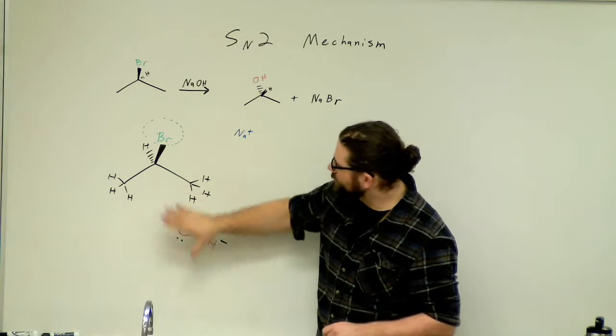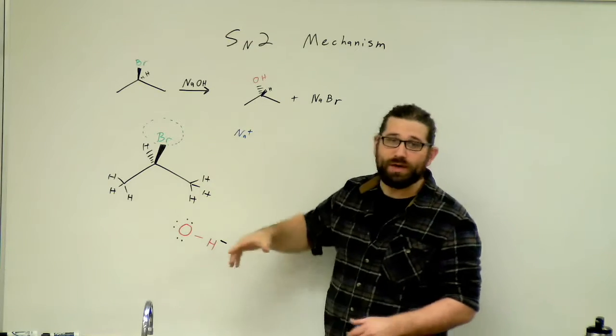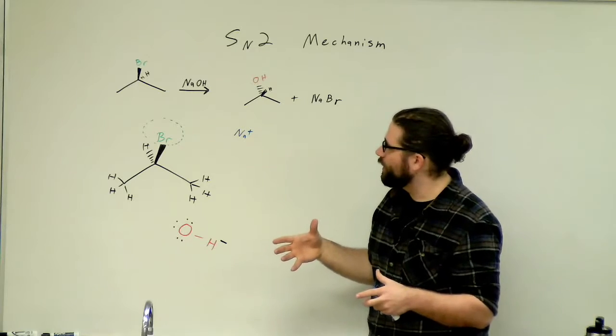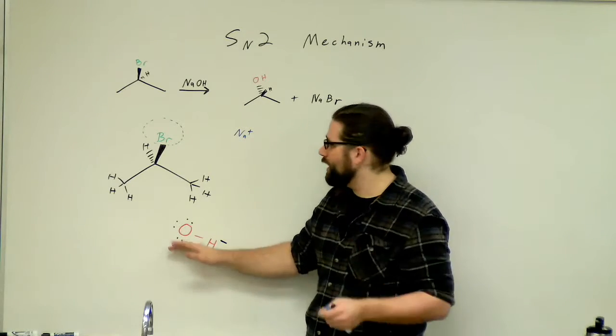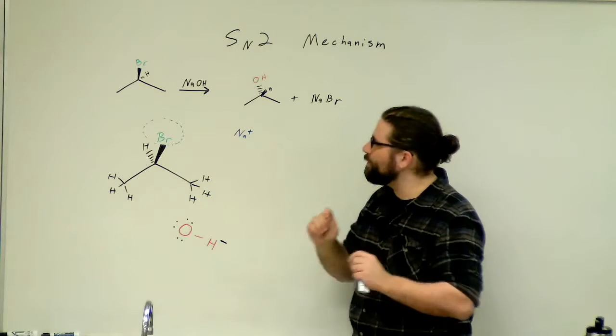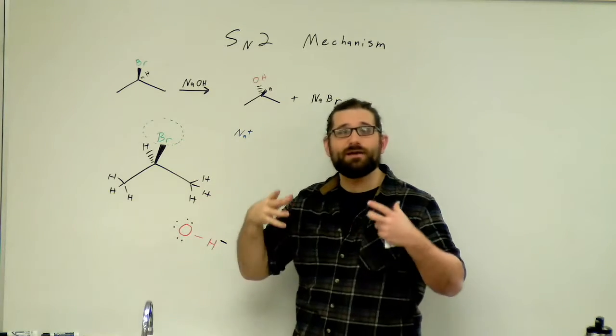My hydroxide is on the opposite side of my bromo group. My bromo is a very large atom. It has a big electron cloud. So when this reaction happens, I'm going to have a collision between my hydroxide and the carbon that it's trying to attach to. This has to happen from the back. It cannot happen up here because the bromo is in the way.